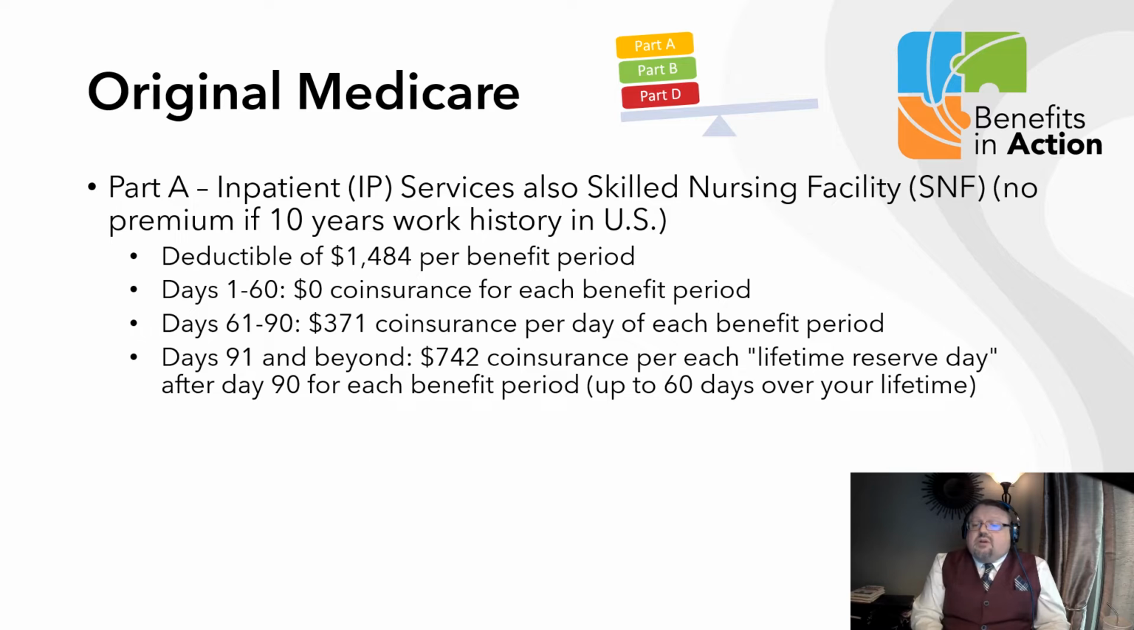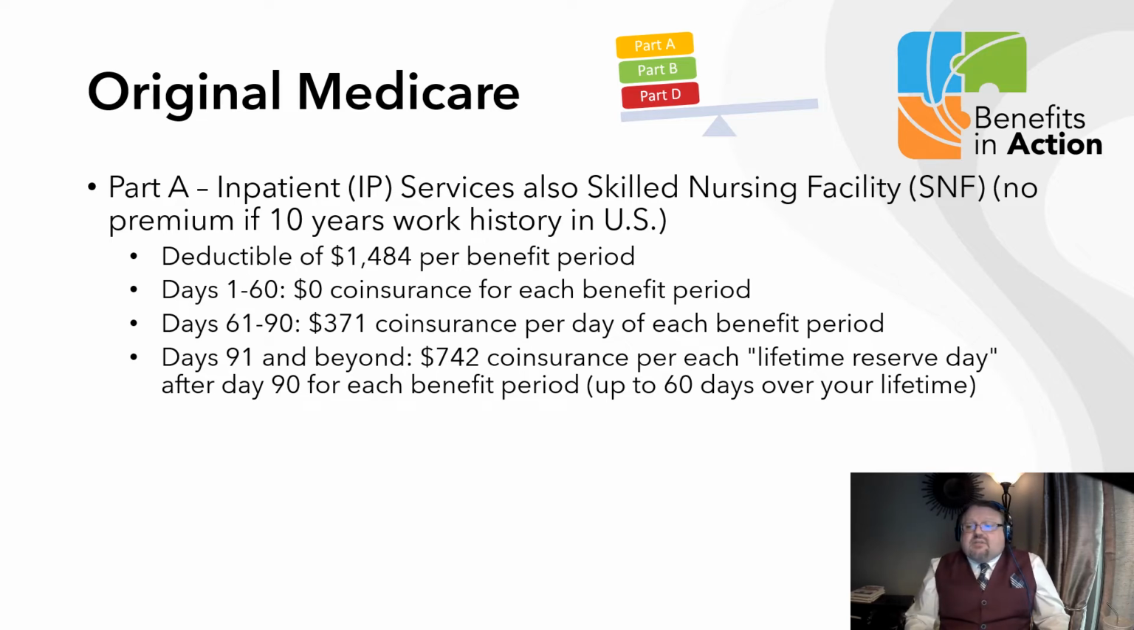Admissions are covered with no coinsurance during each benefit period for the first 60 days. There's a $371 coinsurance per day on the 61st day. And then after 90 days, that coinsurance goes up again. And you are tapping into a lifetime reserve of 60 days. They're lifetime reserve days. They're only available for these extended inpatient stays, but only once in your lifetime.